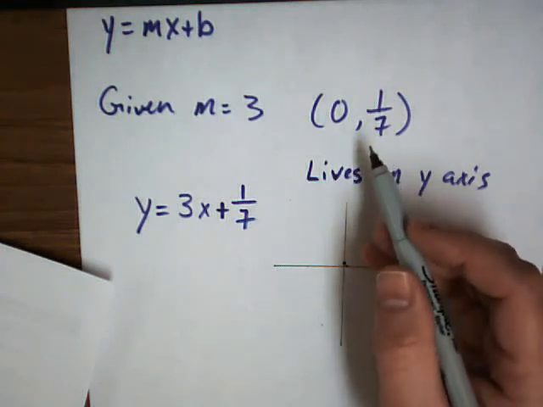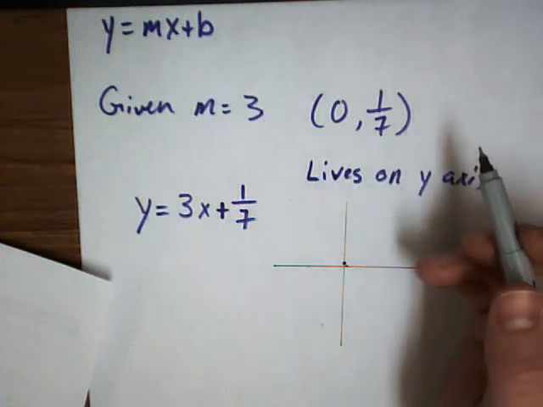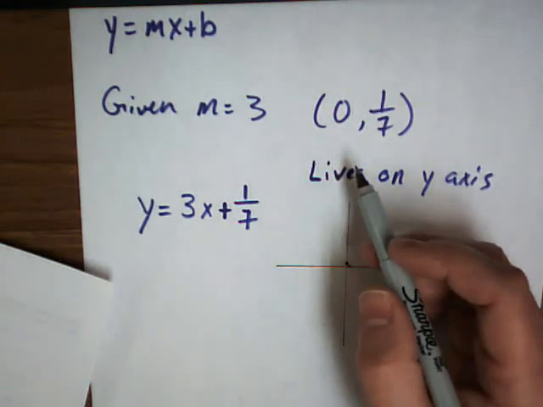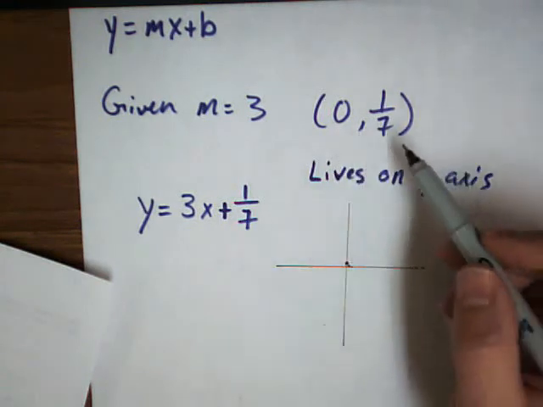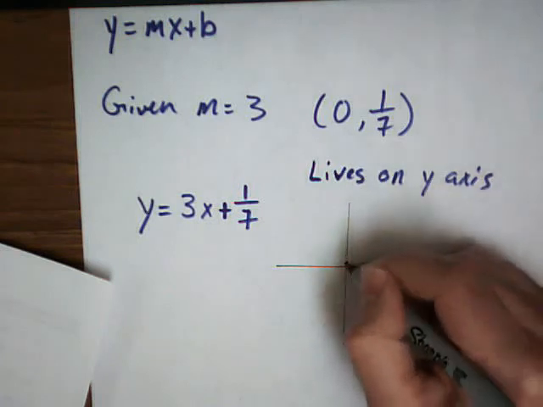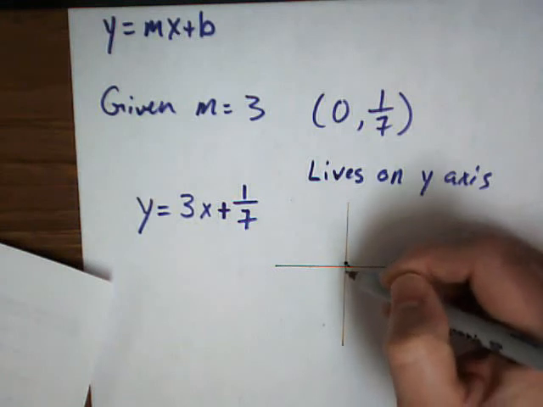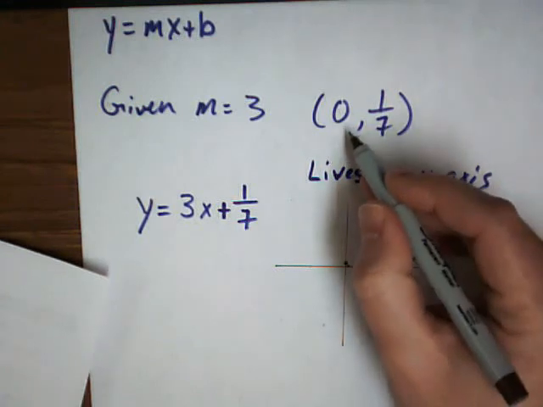Sometimes it's on the y-axis. Sometimes they give you the y-intercept. They don't come out and say this is the y-intercept, but they say (0, 1/7). So you know it's on the y-axis because I'm plotting it, and I know that if that's 0, it's on the y-axis, it's a y-intercept. Anytime you see a 0 there, it's automatically a y-intercept.